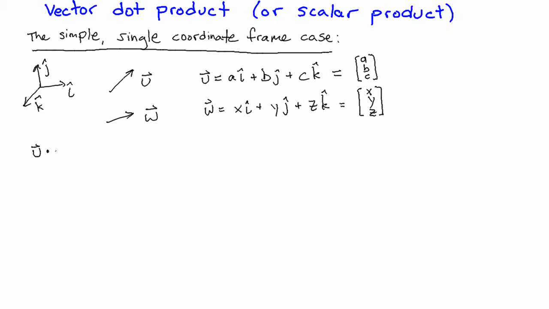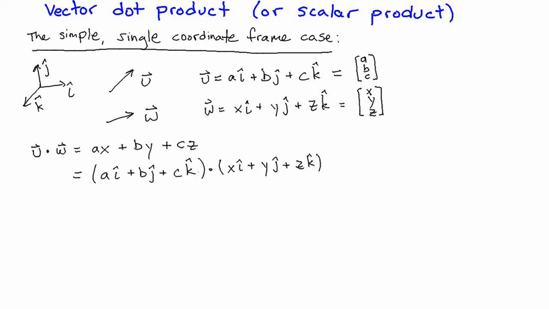So if we wanted to compute the dot product of U and W, you've probably learned that you can just multiply the components together. So the I hat components are A and X, and then we add the J hat components, B times Y, and the K hat components, C times Z. And this is true, but it sort of hides something that's going on. Really what we're doing is taking the dot product of all components of U with all components of W. And so let's write that out explicitly and see what it looks like.